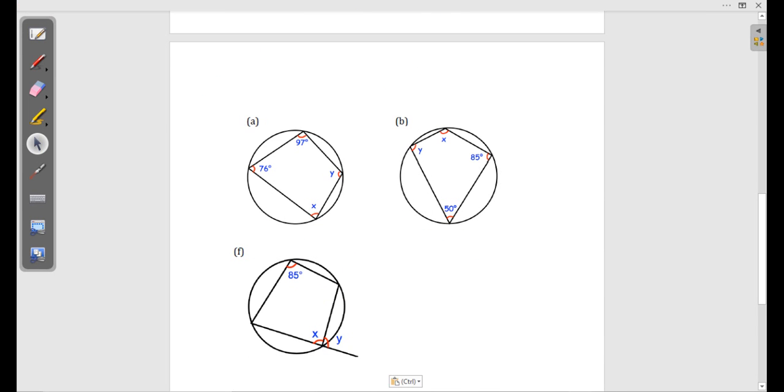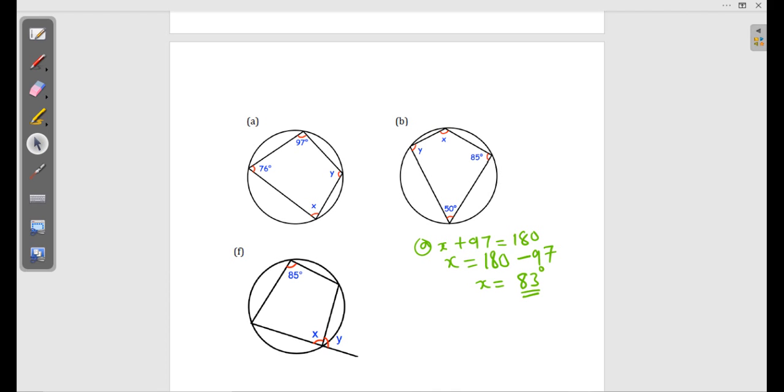And now let's go. Now for the first question, this is 97. 97 is opposite x. So that tells us that x plus 97 is equal to 180. X is equals to 180 minus 97, and x is equals to 83 degrees.